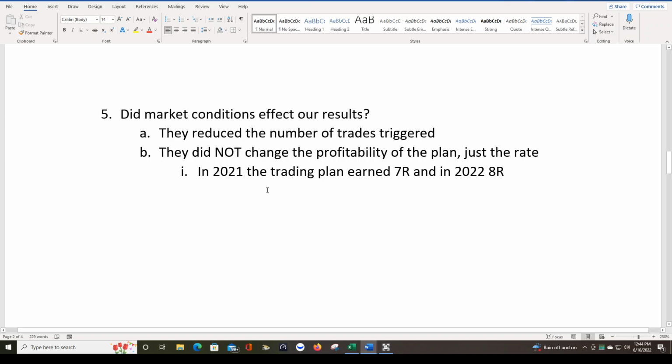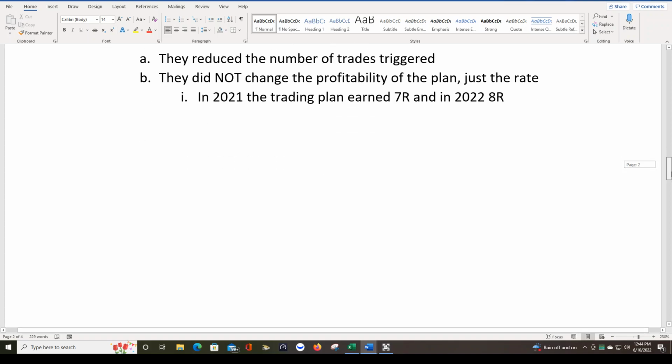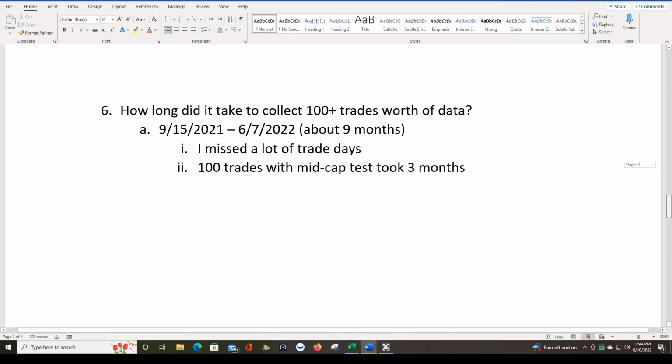And I should also say, not just relative to the trades taken, but relative to the market conditions. That's really what this is about. In 2021, the trading plan earned 7 times the risk, and in 2022, it actually earned a little bit more, 8 times the risk. And in 2022, I would say the market conditions were worse than the end of 2021, although we were seeing lots of volatility there in 2021. But the key takeaway here is that the profitability did not change, even though the overall market changed a lot during that period. How long did it take to collect 100 trades worth of data?